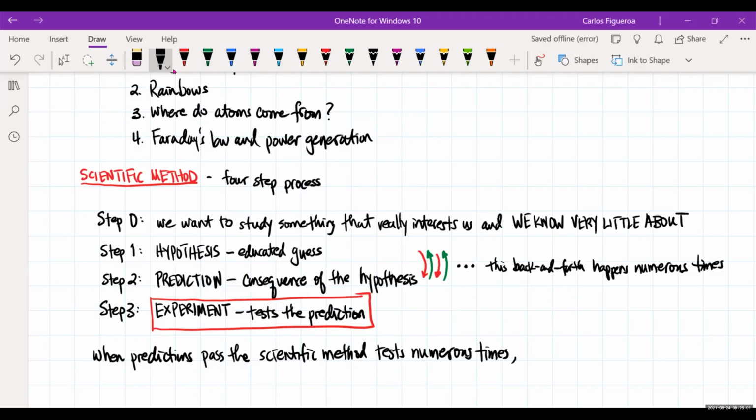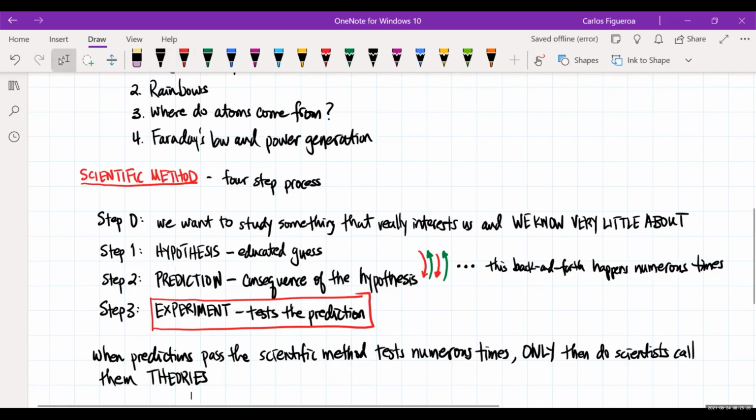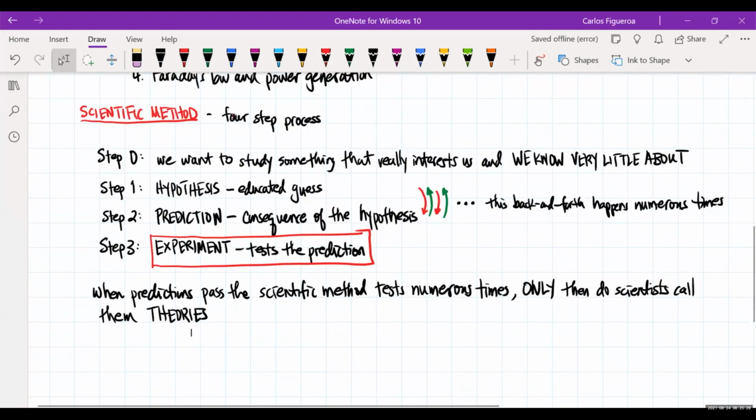So when the predictions pass the scientific method, only then do scientists call them theories. Only then, okay? And if they're really good, really good, then they call them models.